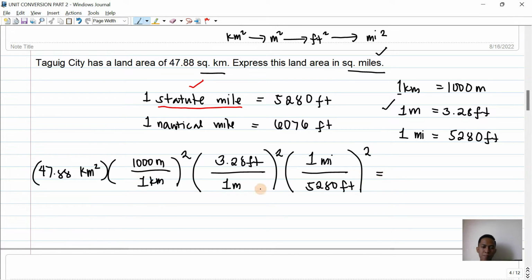Okay, so equals na lang. Kilometers dyan, mag-cancel na yan guys. Kilometers will cancel. Meters will cancel there. Okay. Then we have feet will cancel out. And it gives you the unit of miles squared or square miles.